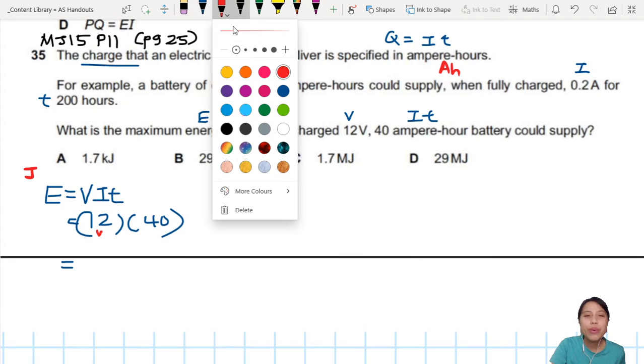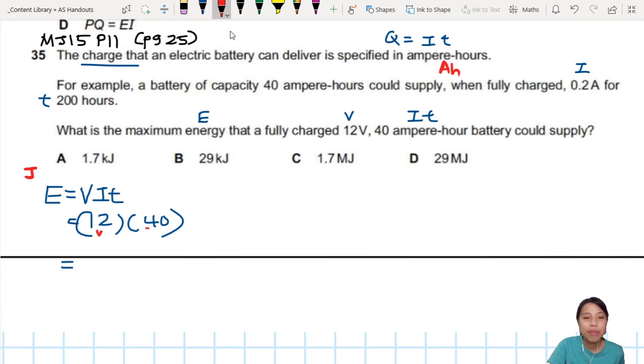Ampere hour. Hour is not SI, we want it in seconds. So we need to convert hours to seconds. So 1 hour is 3,600 seconds. So that will be a conversion factor there to help convert it to seconds, right? All right. If you're wondering, Miss, how about the units?